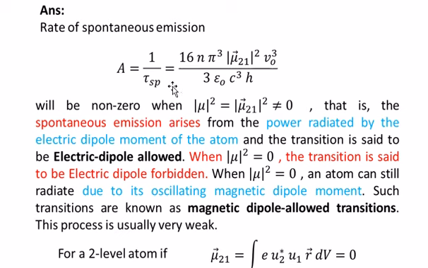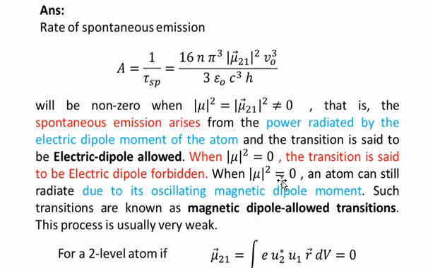The rate of spontaneous emission, that is A, will be non-zero when the absolute square of μ, or equivalently the absolute square of μ21, is not equal to 0. That is, the spontaneous emission arises from the power radiated by the electric dipole moment of the atom, and the transition is said to be electric dipole allowed. But when the absolute square of μ is equal to 0, the transition is said to be electric dipole forbidden.